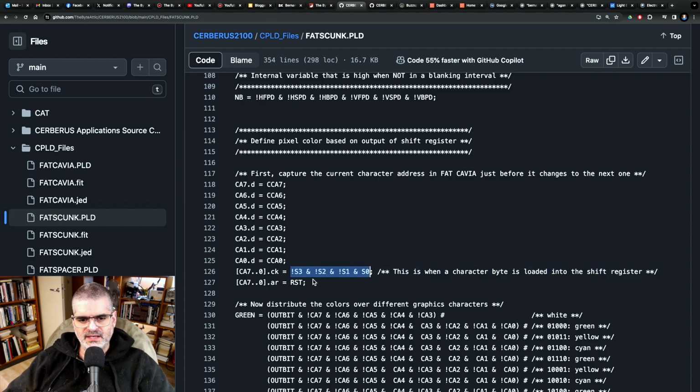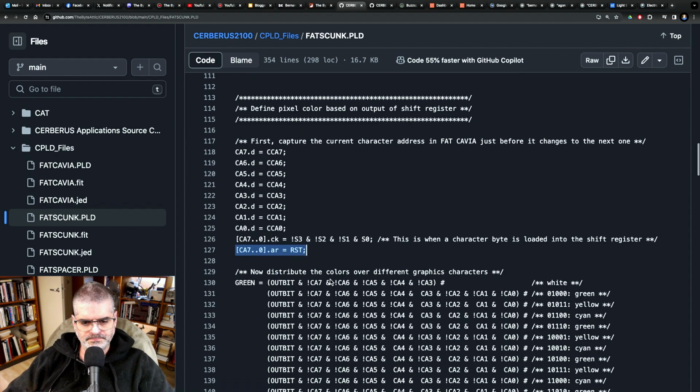There is a 4-bit counter internal to Skunk. These are the 4 bits. And when the 3 most significant bits are all 0 and the least significant bit counts to 1, that's when we latch a character in the shift register, a character byte. So that's also when we have to clock these flip-flops to latch the corresponding character code. And the reset is just a global reset.